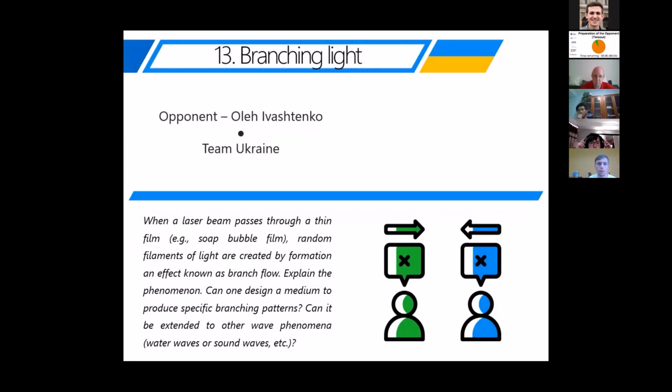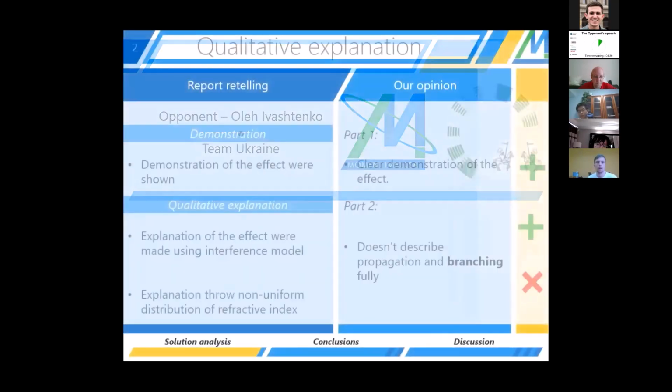Good afternoon. My name is Oleg Bashtenko, and now I will be a reporter on task number 13, branching light. According to the statement of the problem, a reporter should analyze the phenomenon when a laser beam, while passing through a thin film, branches, and investigate this phenomenon, qualitatively and quantitatively analyze this effect, and analyze different phenomena on other wave structures.